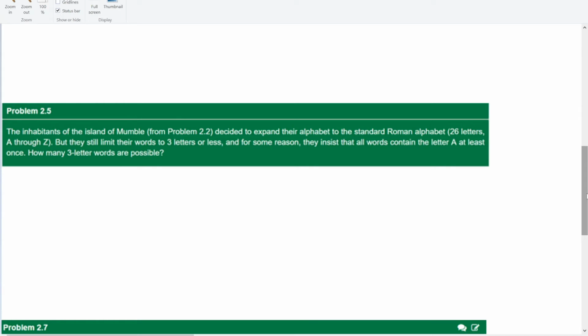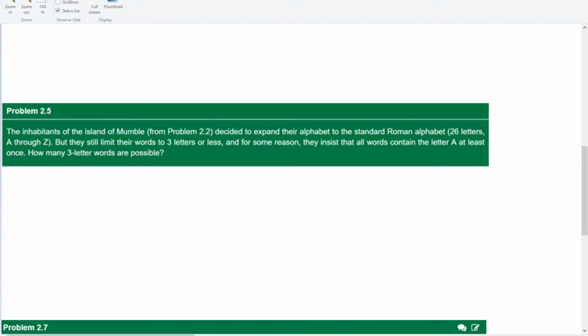The inhabitants of the island of Mumble from Problem 2.2 decide to expand their alphabet to the standard Roman alphabet, 26 letters A through Z. But they still limit their words to 3 letters or less. And for some reason, they insist that all words contain the letter A at least once. How many 3-letter words are possible?